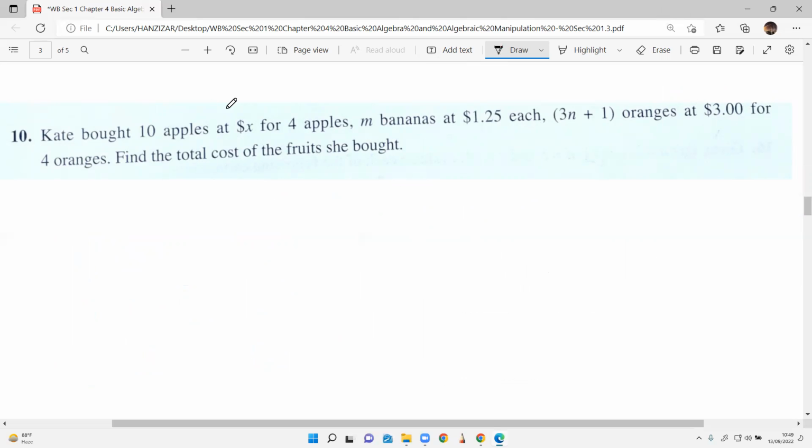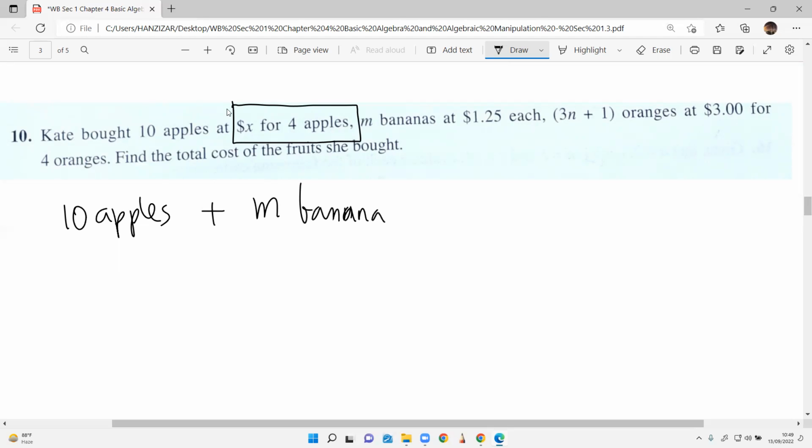Okay, about 10 apples at this price: $x for 4 apples, and then m bananas. I don't know the amount of bananas, so just m, let it be. And 3n plus 1 oranges. So this is the fruit that Kate bought, right? You need to understand up to this part. Who still doesn't understand? The amount of fruits that Kate bought.